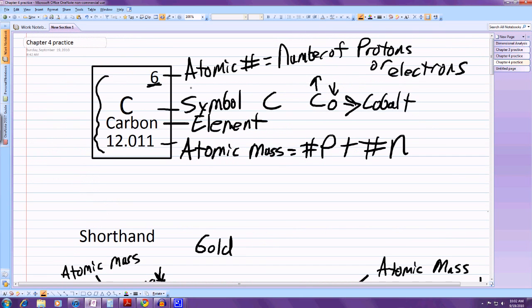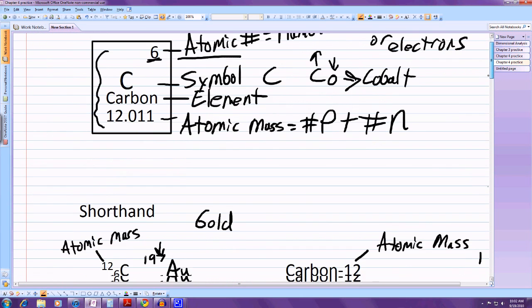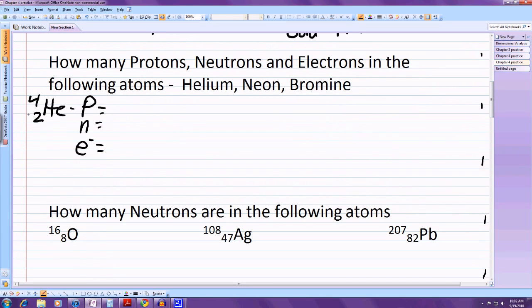Protons we get from the atomic number. So our atomic number is 2. We also get electrons from there, so we have 2 electrons. Now how do we find the number of neutrons? We get the number of neutrons by calculating atomic mass minus atomic number. So 4 minus 2 equals 2. So we have 2 protons, 2 neutrons, and 2 electrons in helium.